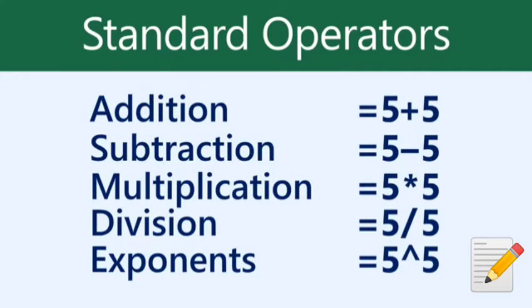Excel uses standard operators for math equations, like a plus sign for addition, a minus sign for subtraction, an asterisk for multiplication, a forward slash for division, and a caret for exponents. You're probably used to seeing equations like 5 plus 5 equals, but in Excel, the equal sign comes first. That's because the cell itself contains, or is equal to, the formula and its value.